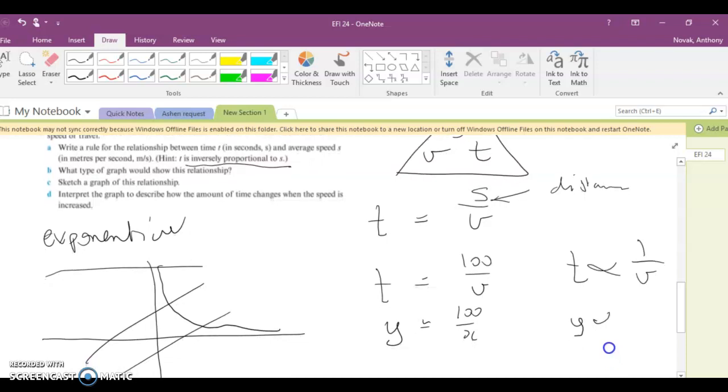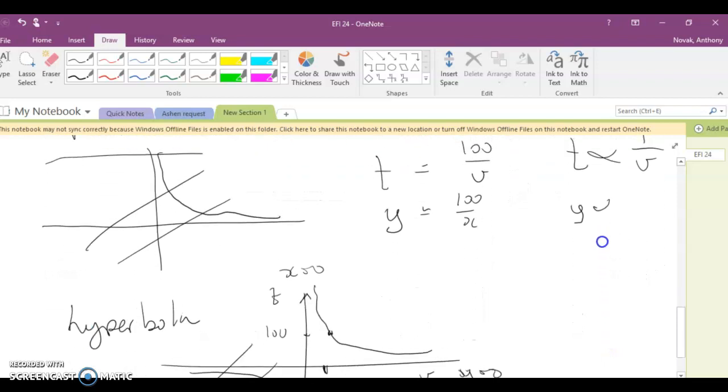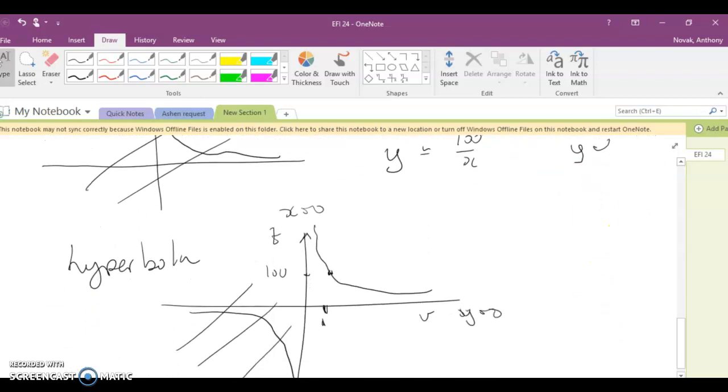Interpret the graph to describe how the amount of time changes when the speed is increased. So if we make the speed 10, the time will become 100 divided by 10, which is 10. So as you can see, if the speed was to become 100, the time will be 1 second. So it's inversely proportional. 100 becomes 1, 10 becomes 10, 1 becomes 100. So each time the product is 100. So hopefully that helps you. Have a good day.